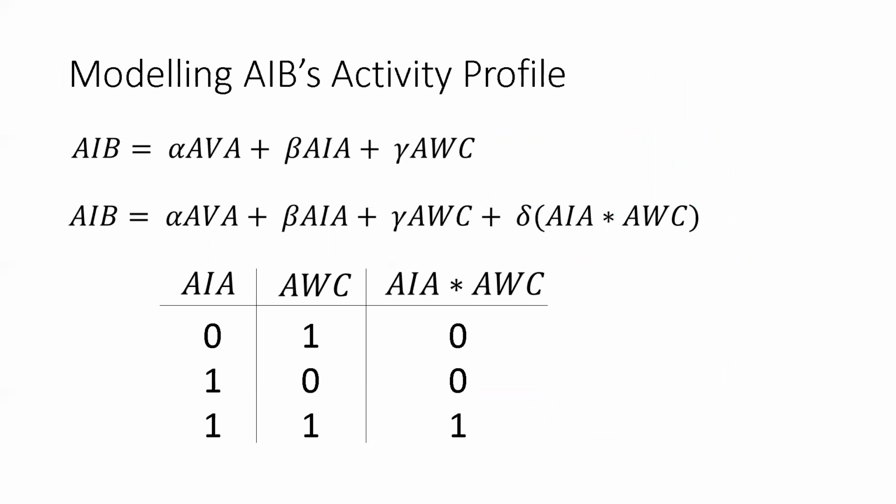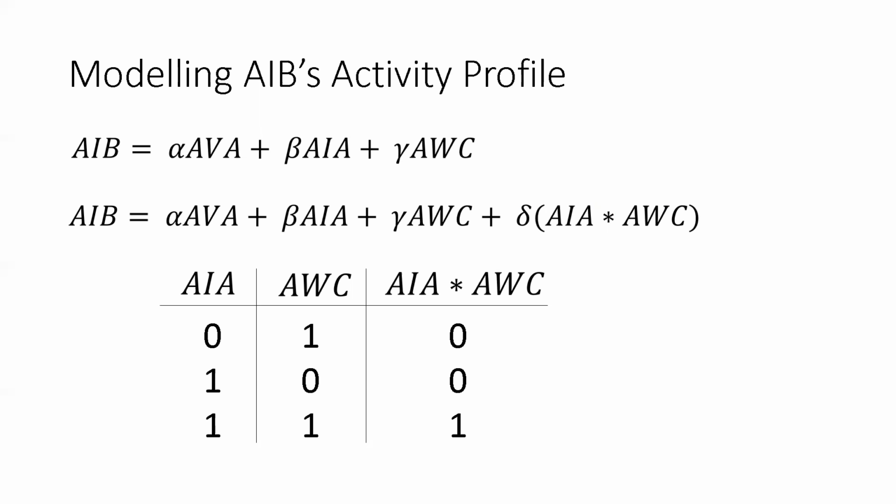We have AVA, AIA, and AWC summed together, and each of them are weighted by alpha, beta, or gamma. So on the top, we only have these terms, alpha times AVA, beta times AIA, and gamma times AWC added together, and that is the linear version of sensory integration in AIB. If AIB is performing nonlinear integration, we need to account for that with another term, and that's where the delta times AIA times AWC term comes into play.